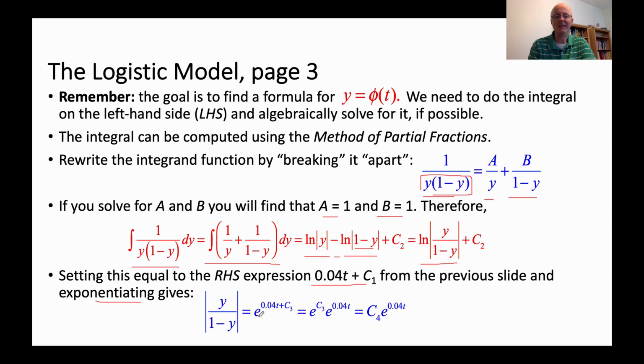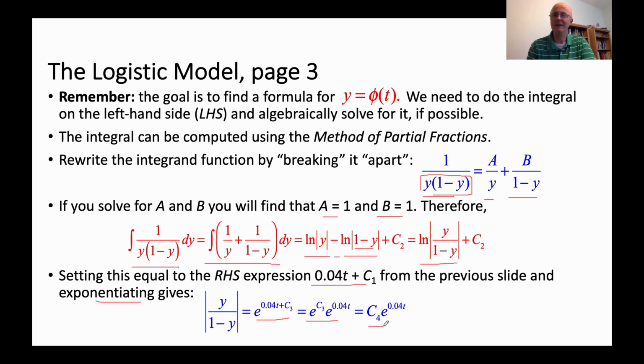I get e to the 0.04t plus c3 on the right side after exponentiation, where c3 evidently would be c1 minus c2. And then, by properties of exponents, that function can be broken apart like this, and I can call e to the c3 an arbitrary positive constant, c4.